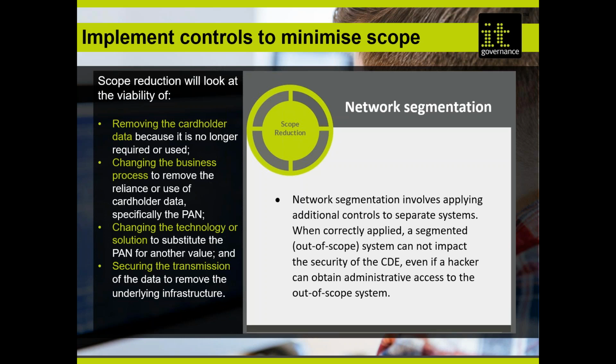Once you're considering using network segmentation, unfortunately, you're going to have to test that those controls are in place and functioning actively. So requirement 11.3.4 requires that segmentation for merchants is tested annually, and for service providers, you're looking at every 6 months.